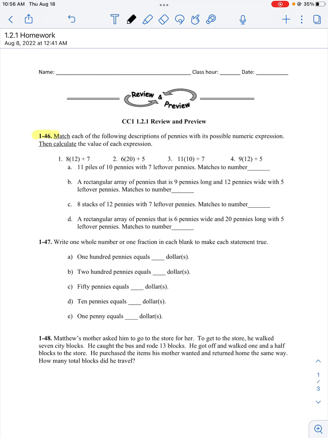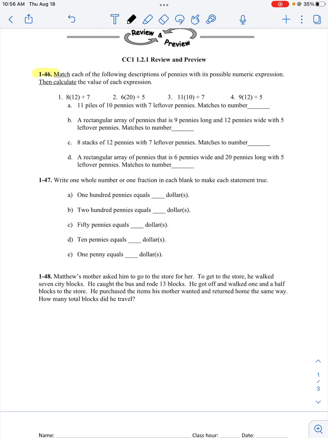value of each expression. So the ones I have to choose from are 8 times 12 plus 7. Number 2 is 6 times 20 plus 5. 3 is 11 times 10 plus 7. And 4 is 9 times 12 plus 5.